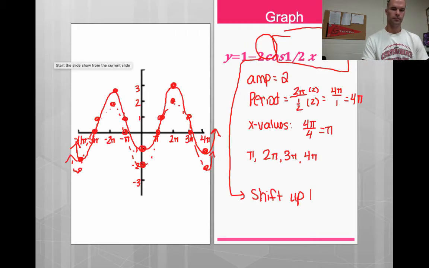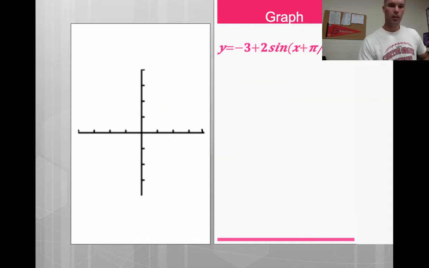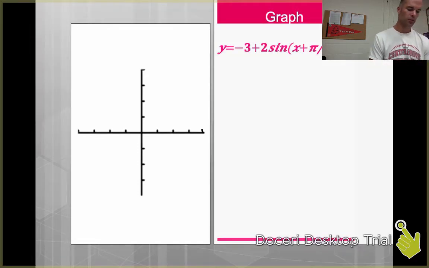Okay. Whoops. So go try to pause this one here, number 7, and then go ahead and look at it and check your work. All right, let's take a look at the next one here. We have y equals -3 plus 2 sine of the quantity x plus pi/2. All right, start off with our amplitude.